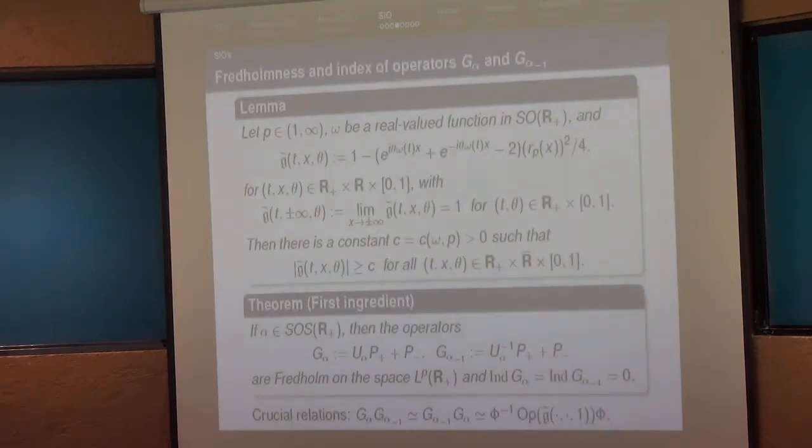Okay, now how to study Fredholmness and index? So we need to use special operators given by the following formula: G alpha and G alpha minus 1, where the shift operator is replaced by its inverse. In this case, the shift alpha is slow oscillating. Both of these operators are Fredholm on the space L^p, and their indices equal 0.